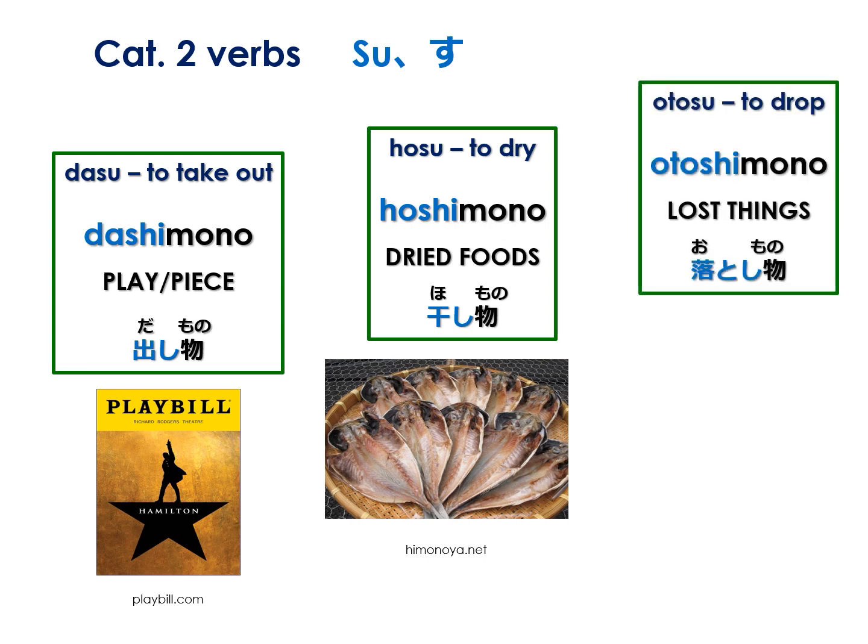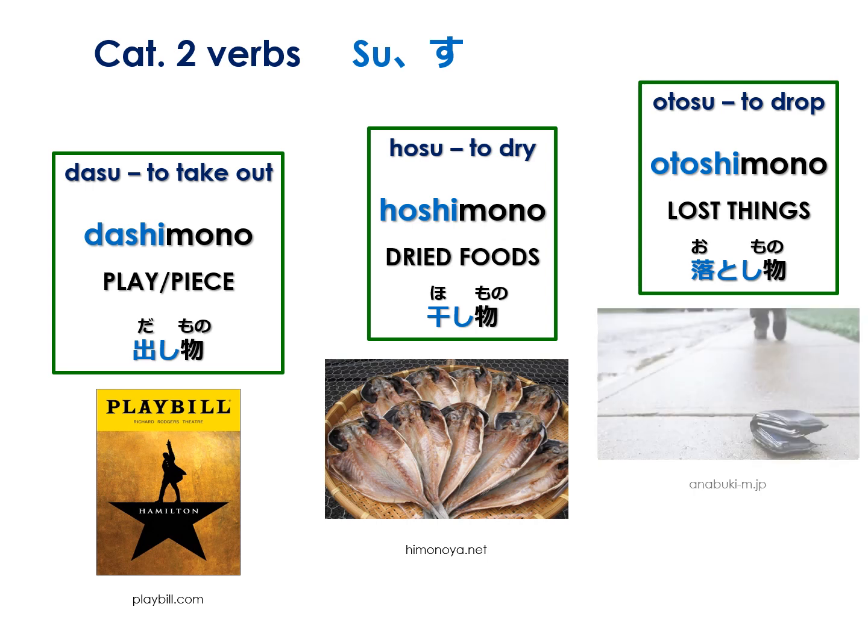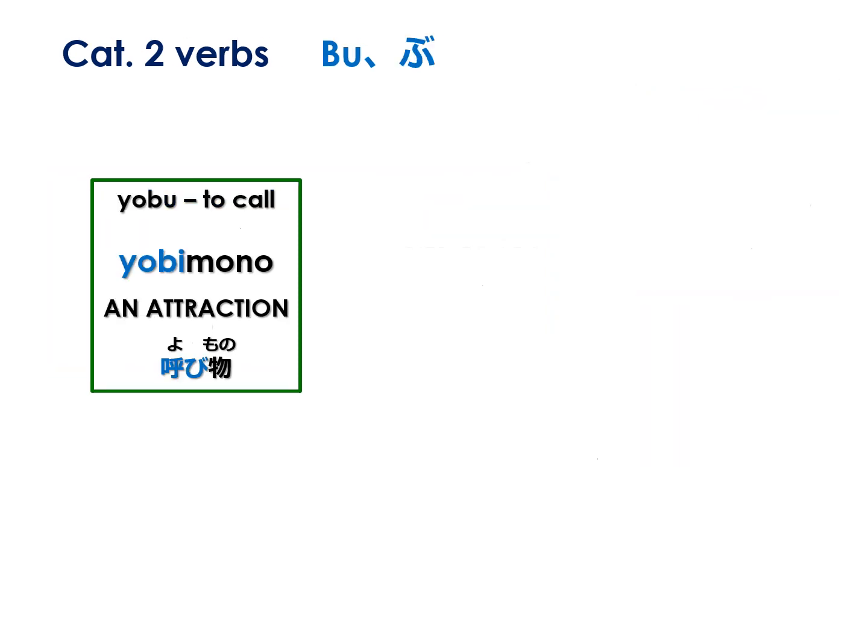Otosu means to drop. Otoshimono means a thing dropped by mistake, lost property or lost things. Here you see a wallet dropped on the road, an otoshimono. Yobu means to call, and yobimono is an attraction, a special feature, an inducement, a draw to catch the audience or customer's attention.